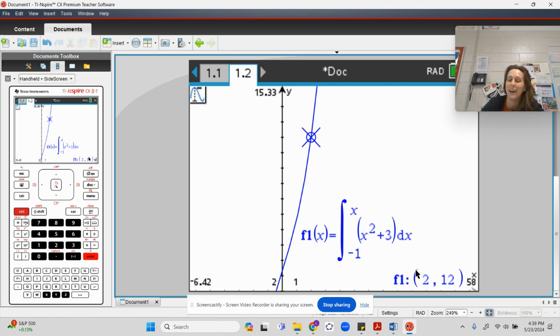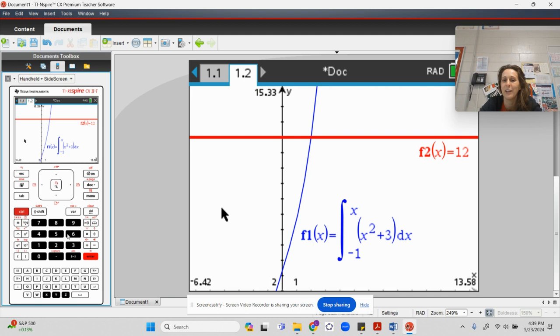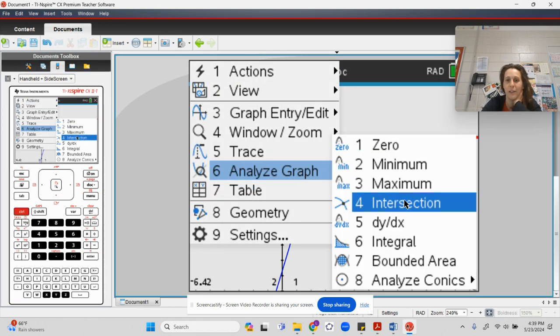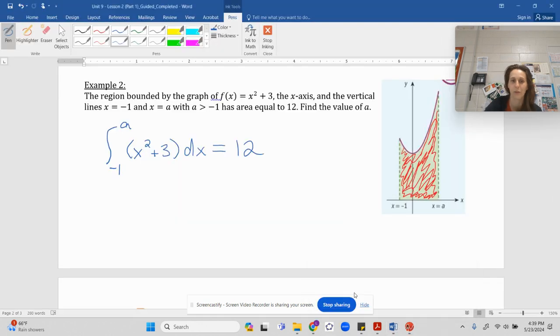But if I didn't do that, you don't really want to guess and check, you can graph another line, tab, at 12 and see what does that upper bound need to be? What does this upper bound x on this blue curve need to be so that the answer is 12? And if you find that intersection there, menu, analyze graph, intersection, you'll see that it should be when x equals 2. So in our problem, it would be when a equals 2.